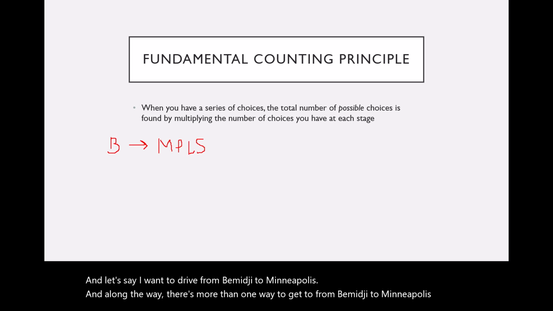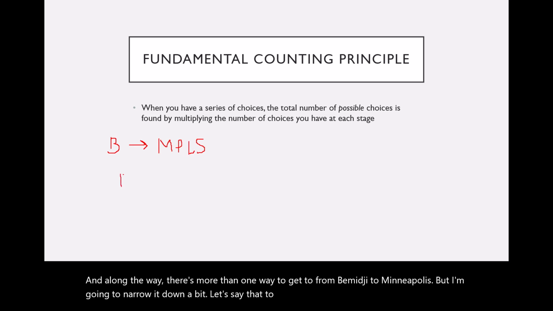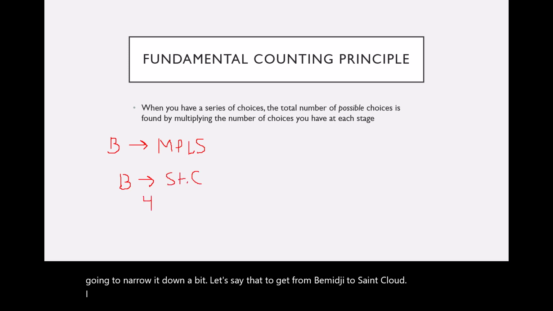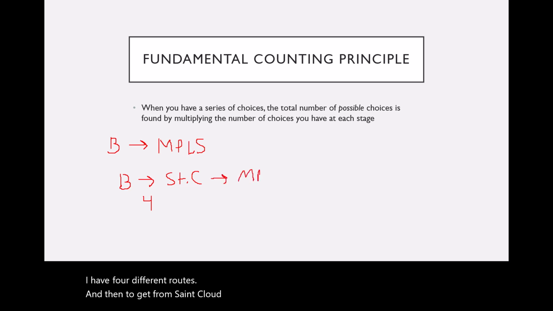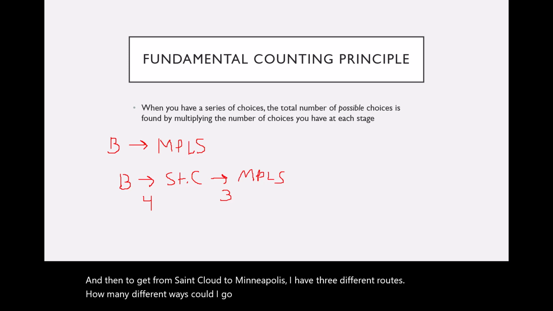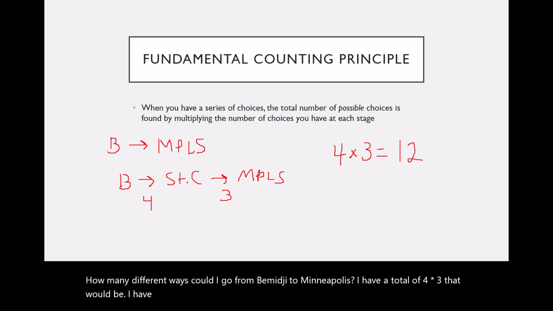But I'm going to narrow it down a little bit. Let's say that to get from Bemidji to St. Cloud, I have 4 different routes. And then to get from St. Cloud to Minneapolis, I have 3 different routes. How many different ways could I go from Bemidji to Minneapolis? I have a total of 4 times 3. That would be 12 different routes I could take to get from Bemidji to Minneapolis if I'm going through St. Cloud.